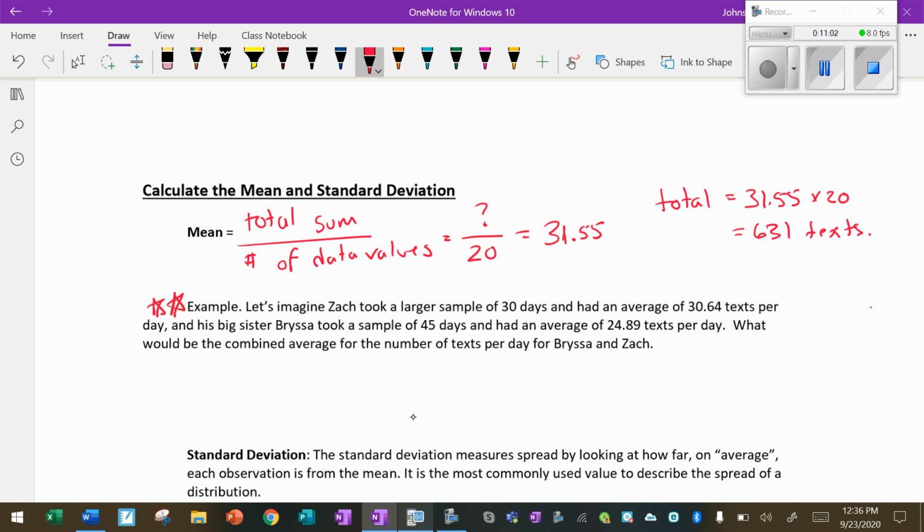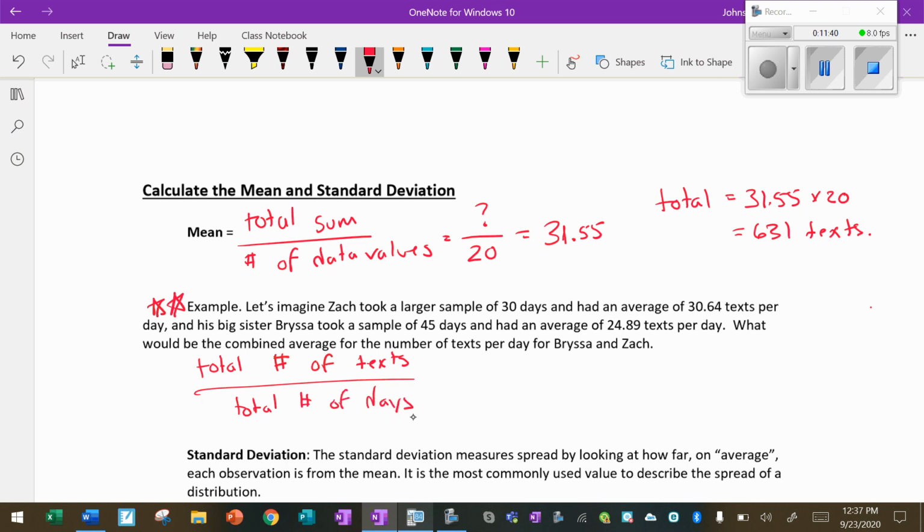Let's imagine Zach took a larger sample of 30 days and had an average of 30.64 texts per day. And his big sister Brissa took a sample of 45 days and had an average of 24.89 texts per day. What would be the combined average for the number of texts per day for Brissa and Zach? So what we would want is the total number of texts over the total number of days.